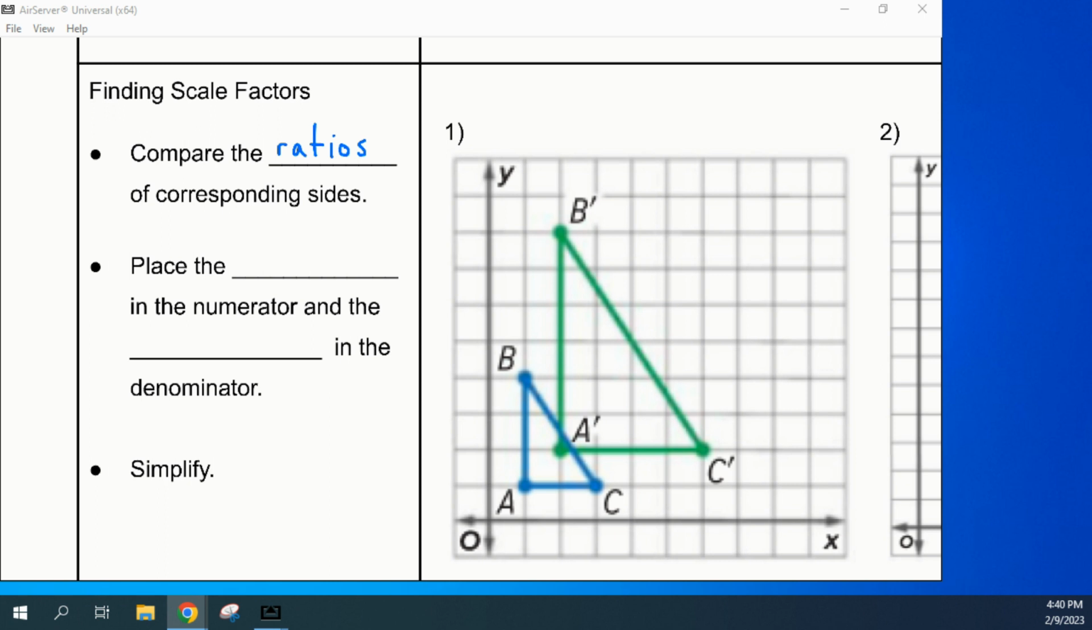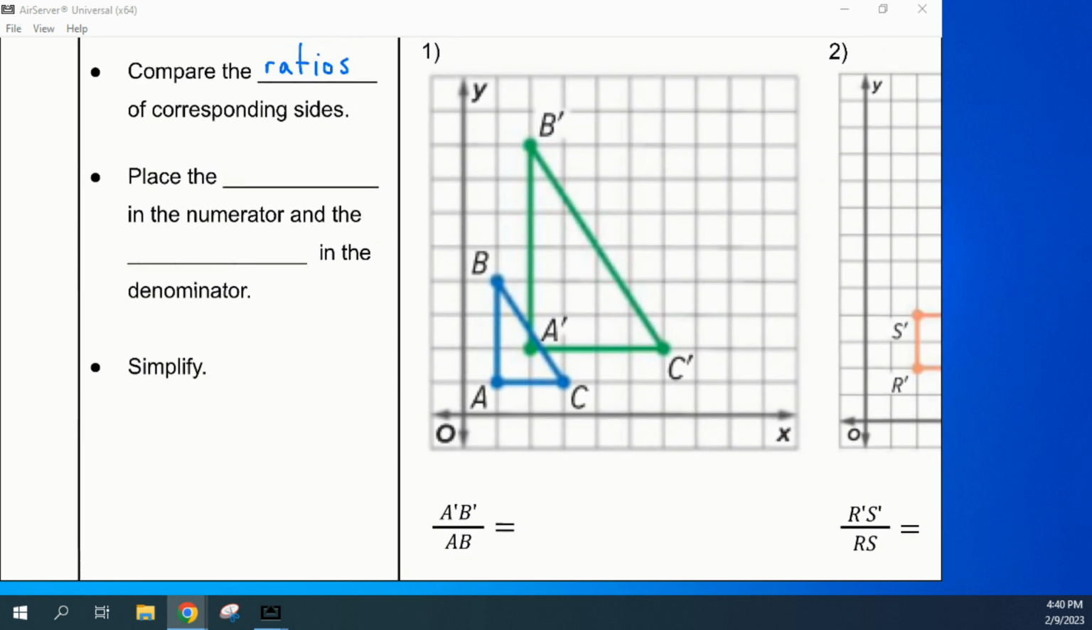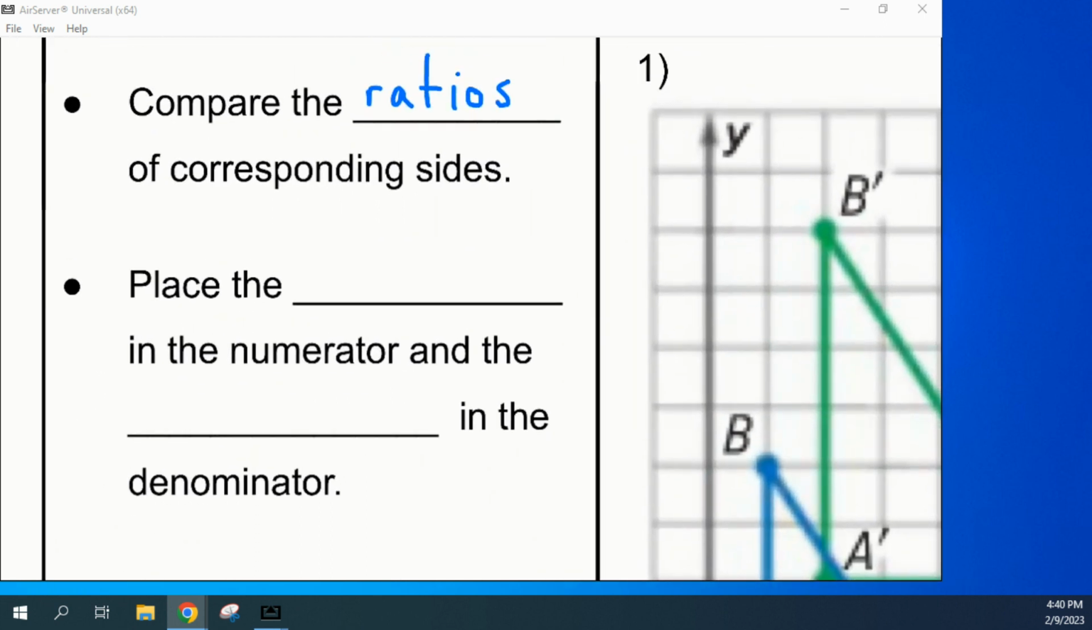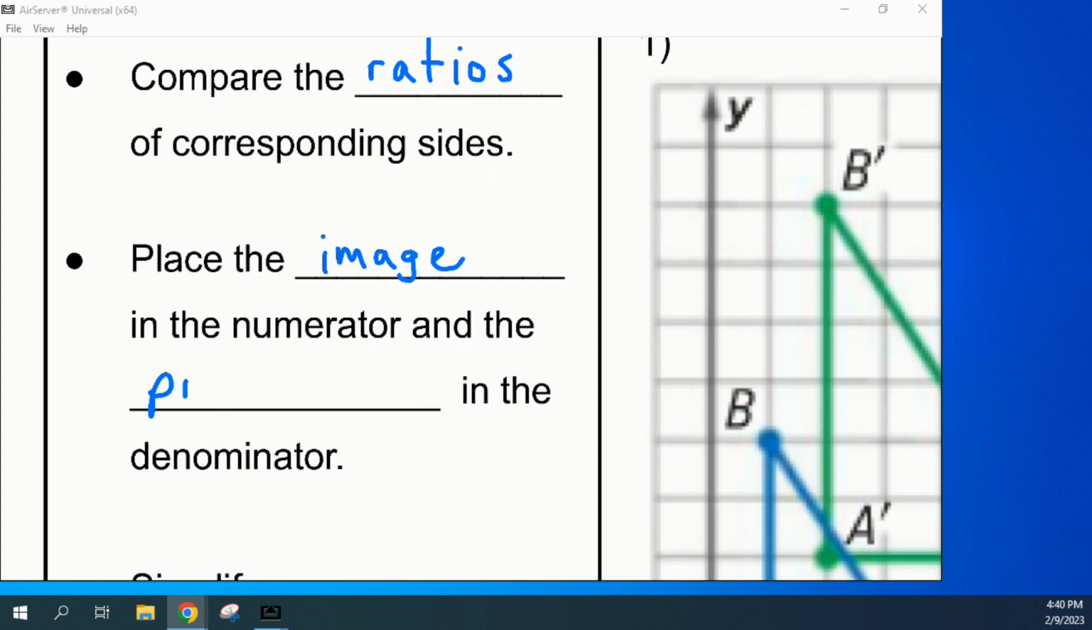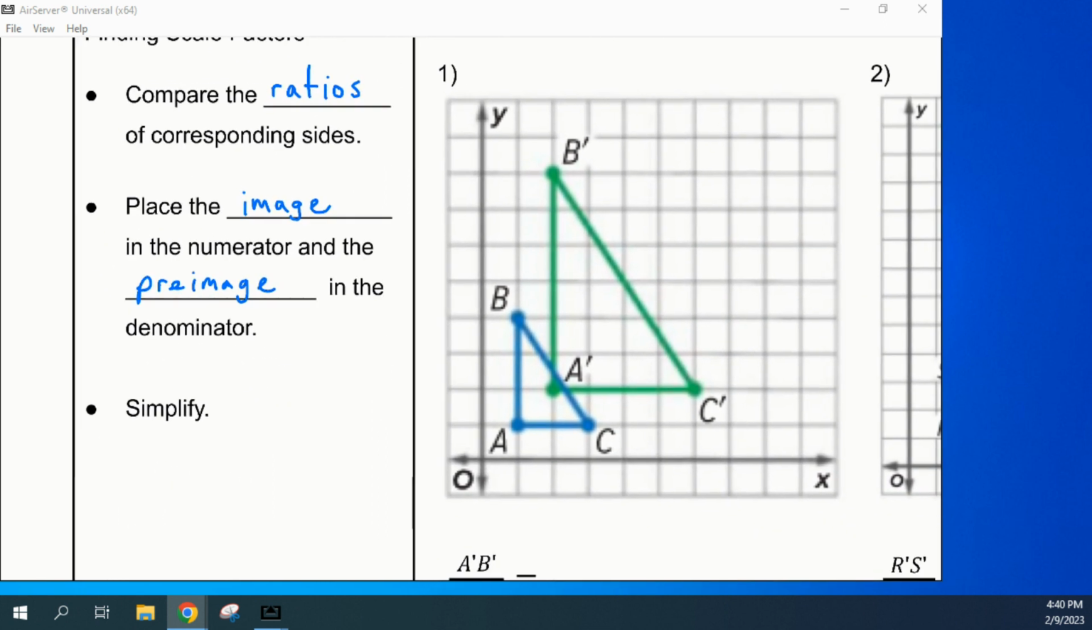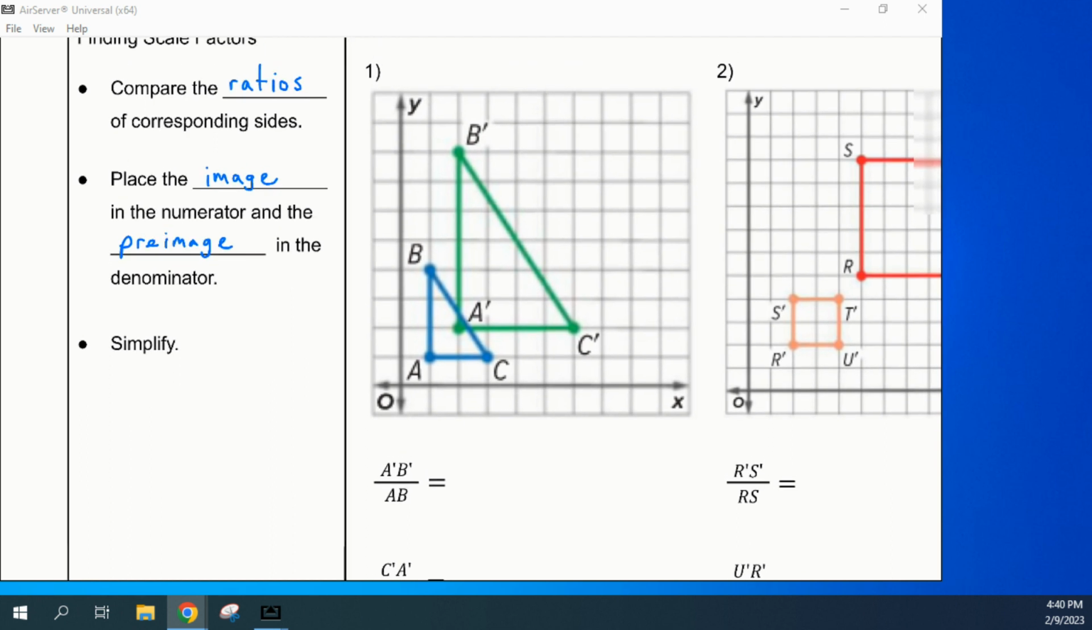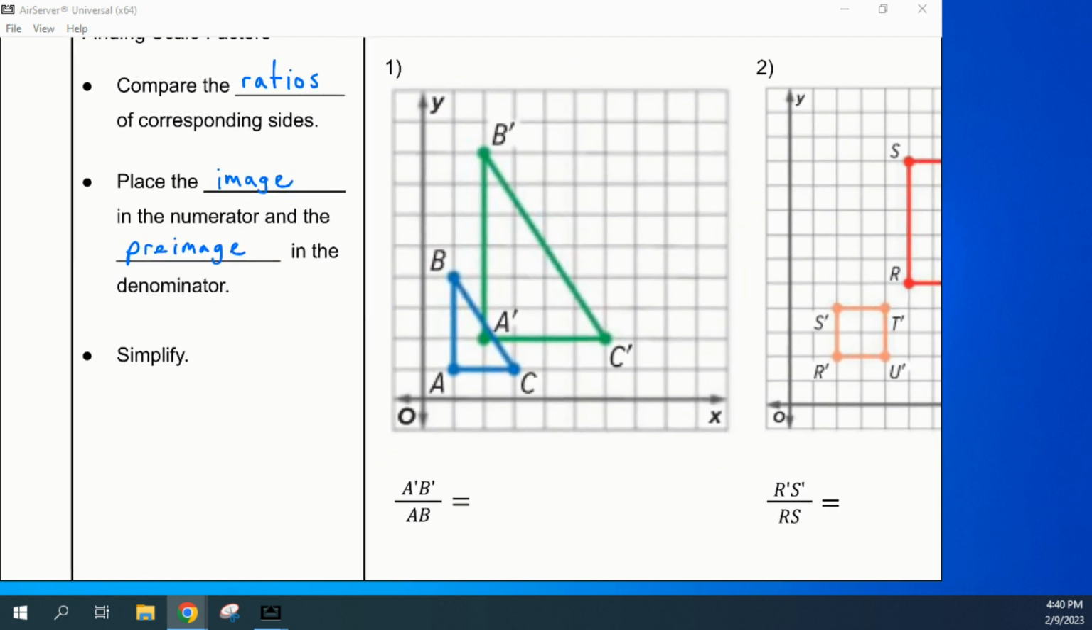What you want to do, and I already have it set up down here, is place the image line or the image side in the numerator, and then your pre-image side in the denominator. Okay, so looking at number one on a bigger scale here.